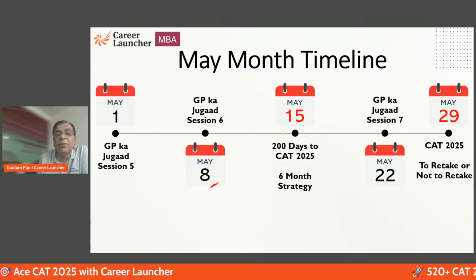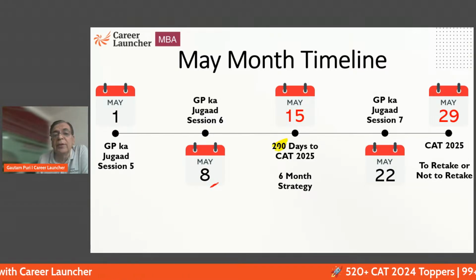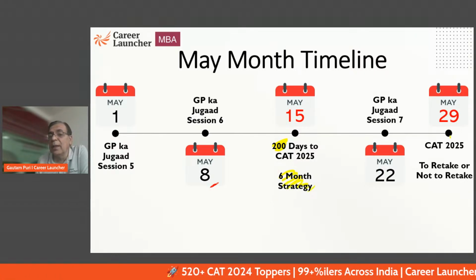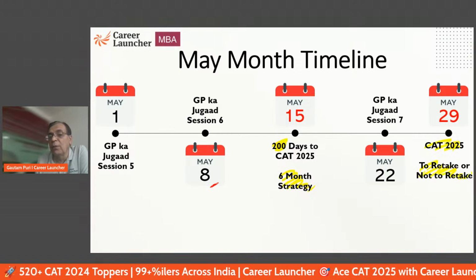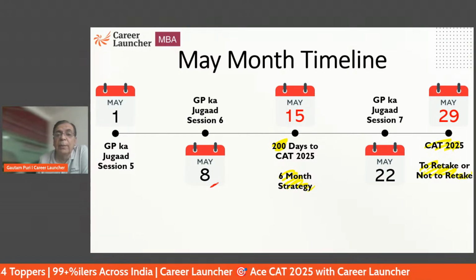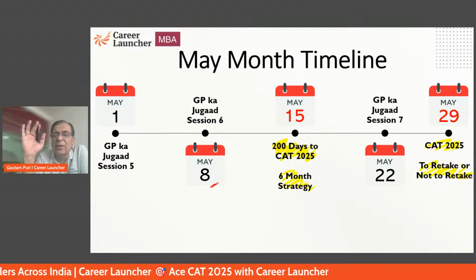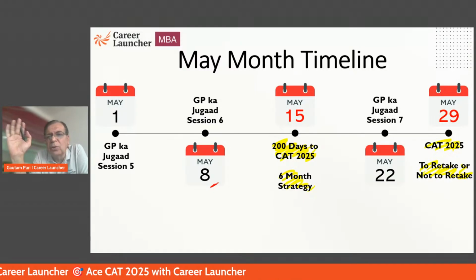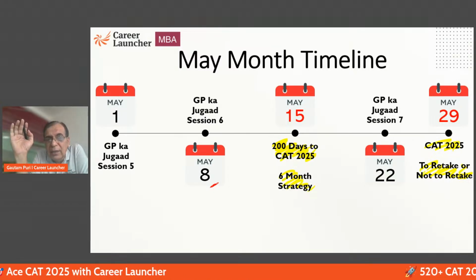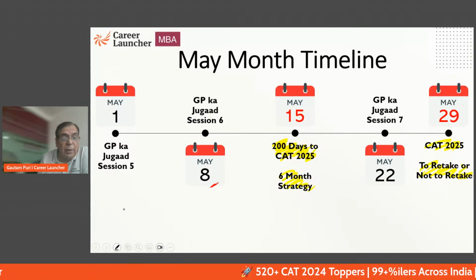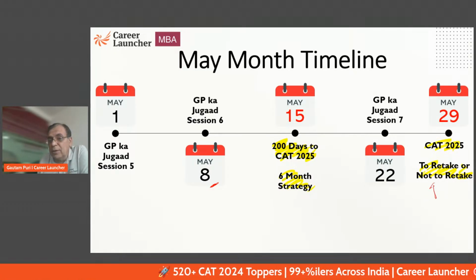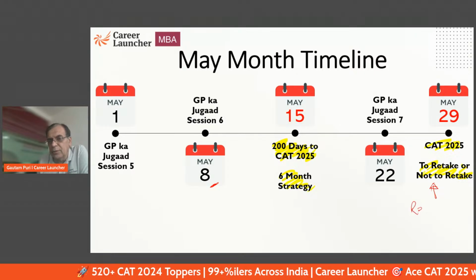So we thought, why not include that here? On May 15, we'll do 200 days to CAT. A 6-month strategy is what we'll be looking at. Similarly, on 29th May, by then most of you would have got your results. Those of you who are wondering whether to repeat or to join, we'll look at the question: to retake or not to retake. Should we go for CAT this year, if you are a repeater. This session is essentially for repeaters.